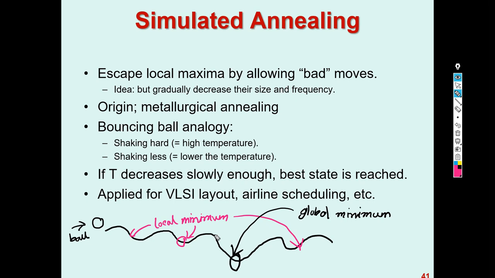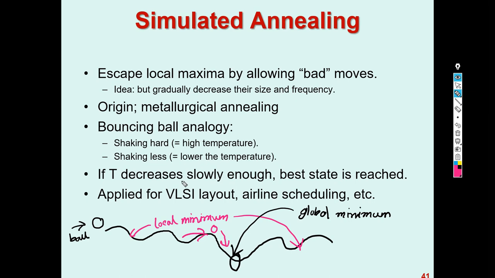So instead of letting the ball roll, when it will come to the rest at a local minimum value, we need to shake the surface. We need to shake the surface just hard enough to bounce the ball out of the local minimum value. So if we shake the surface hard enough, then the ball will get out of this local minimum value and it will start rolling again, and eventually it will reach the global minimum value.